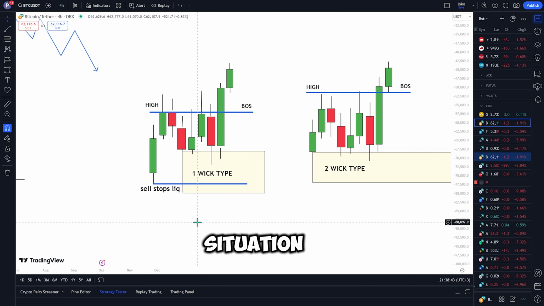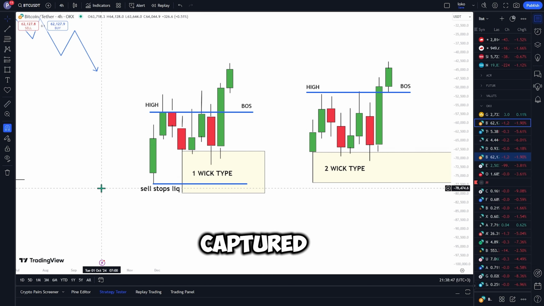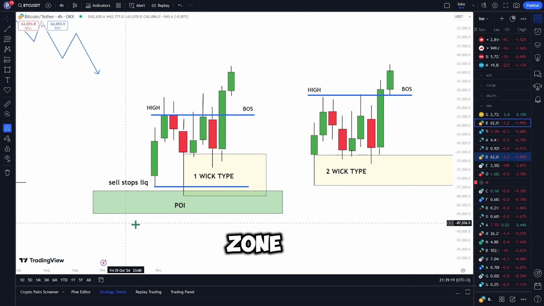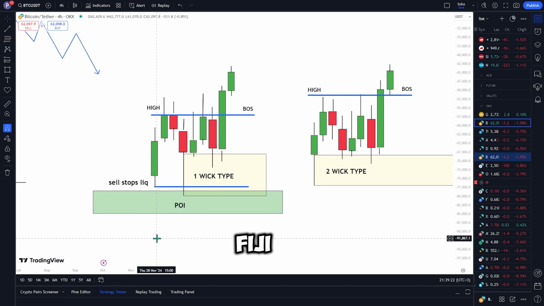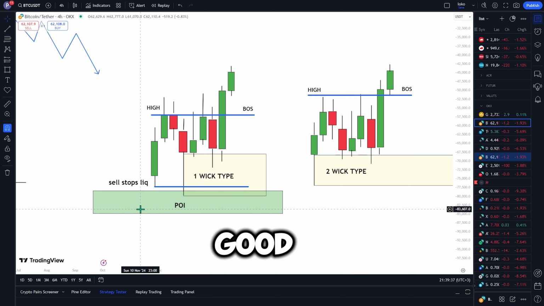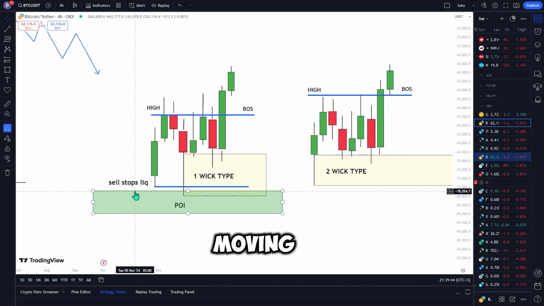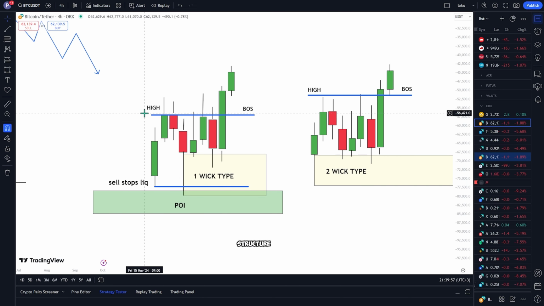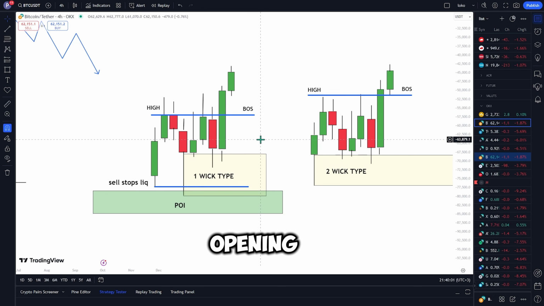For example, in this situation we have a wick that captured all the liquidity behind and is testing our point of interest zone. Here we can see an FVG or order block, and after the wick tests our previous point of interest, you can open a deal, because it is a good factor for a continuation of movement, as it has already gotten a reaction from our previous point of interest. And of course you need to wait for the breakout of structure, and only after that wait for a retest of this zone and open a good deal.